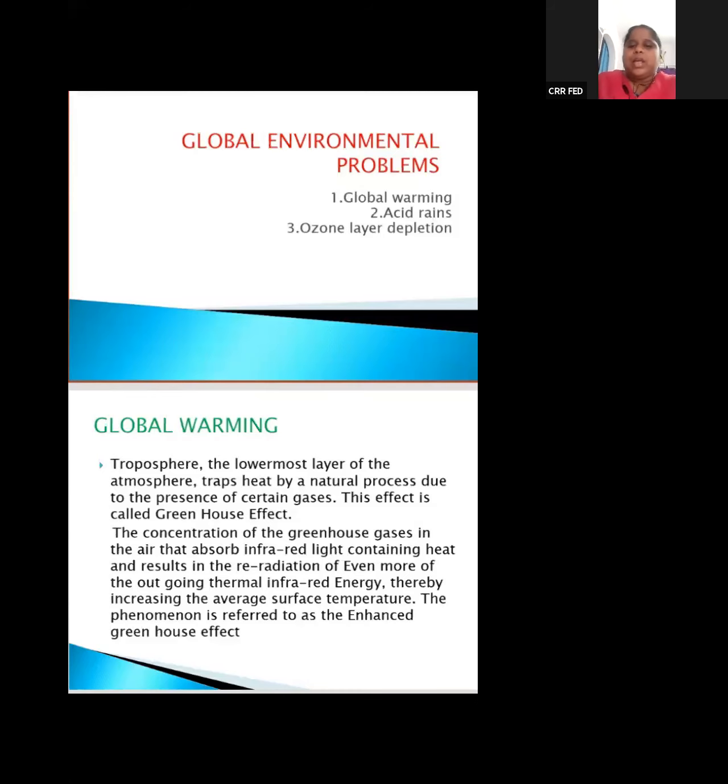It is related to all regions on the earth. Those are known as global environmental problems. So the first topic is global warming. So what is meant by global warming?